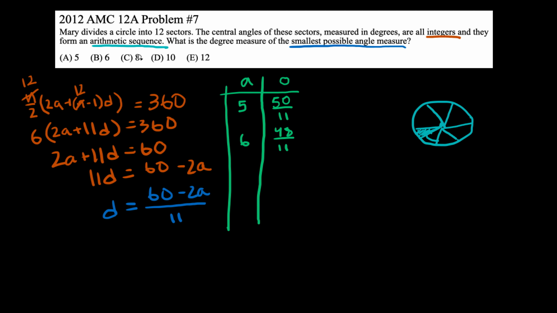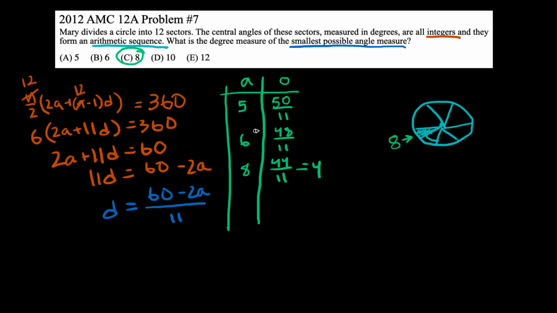So let's continue. 8. 60 minus 2 times 8 is 60 minus 16, which is 44. So we have 44 over 11. And that is an integer. That is equal to 4. So we know that 8, the smallest angle measure, if this was 8, for example, we would know that that would work. And that would be the smallest from the choices we have over here. So we can be confident we selected 8.